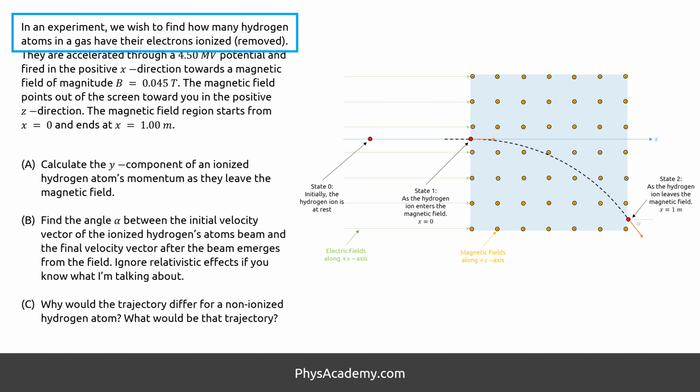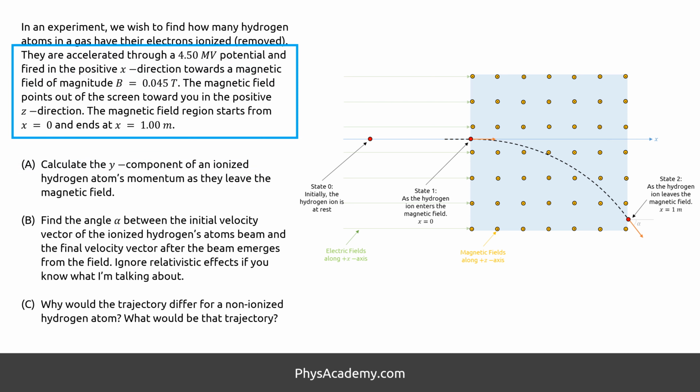In an experiment, we wish to find how many hydrogen atoms in a gas have their electrons ionized, in other words, removed. Alright, let's take a second here. The term hydrogen atoms that don't have their electrons literally means they are just a simple proton. They are accelerated through a 4.5 megavolts potential and fired in the positive x direction towards a magnetic field of magnitude 0.045 Tesla. The magnetic field points out of the screen toward you in the positive z direction. The magnetic field region starts from x equals 0 and ends at x equals 1 meters.